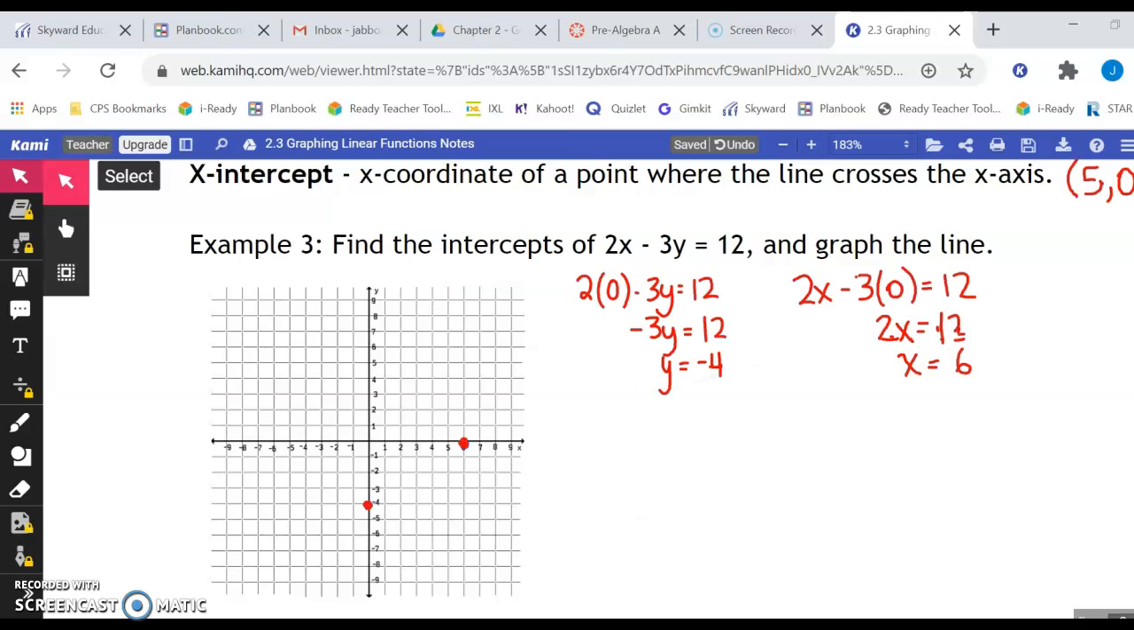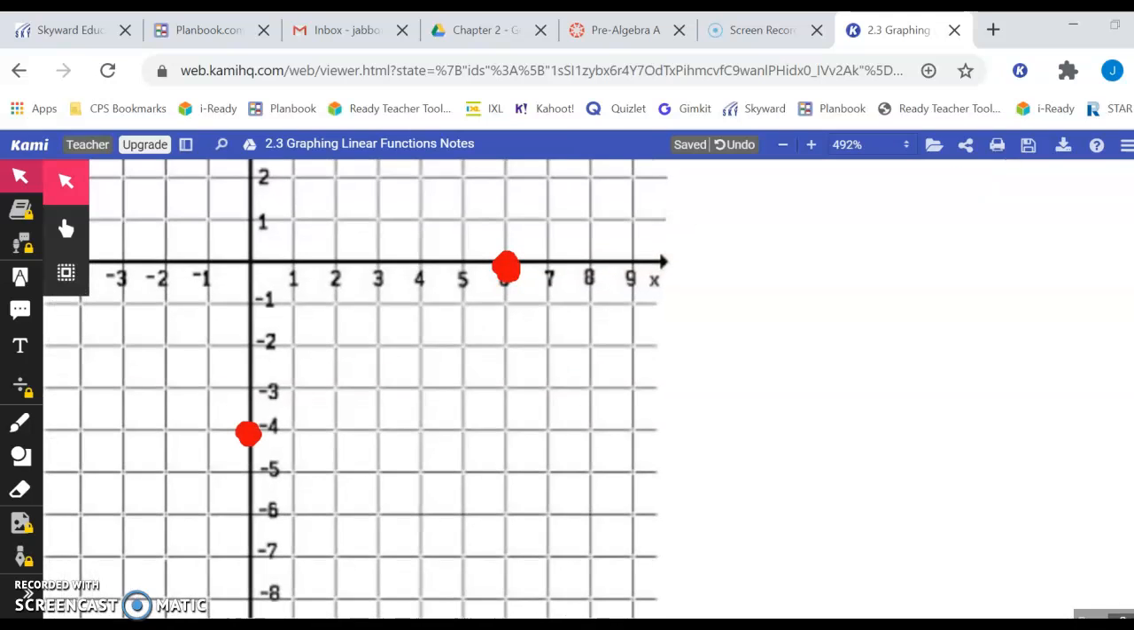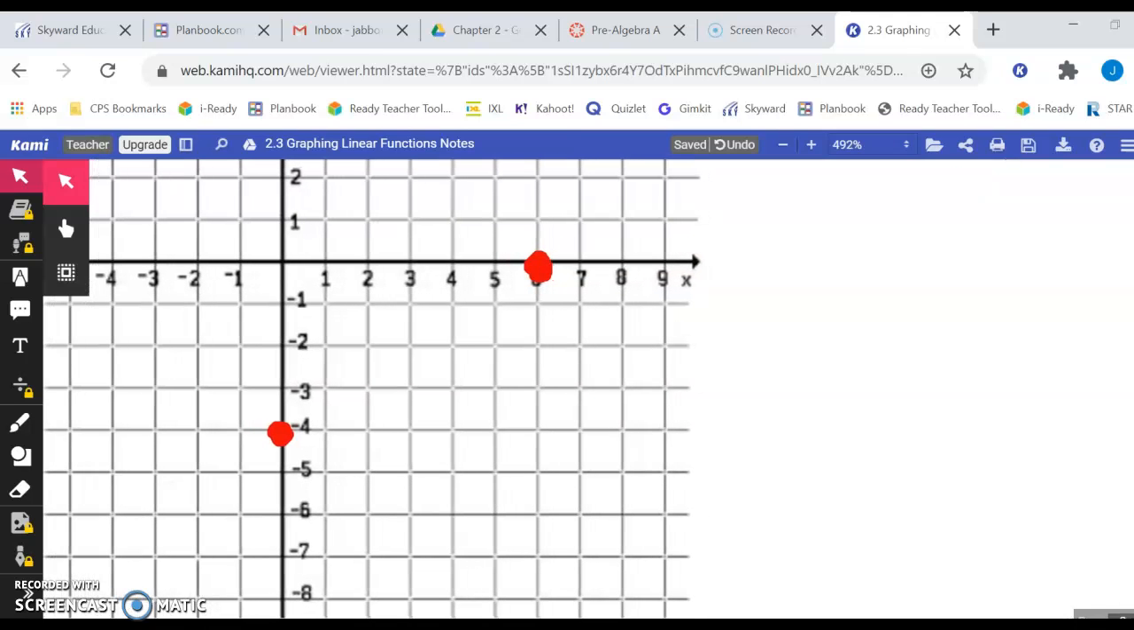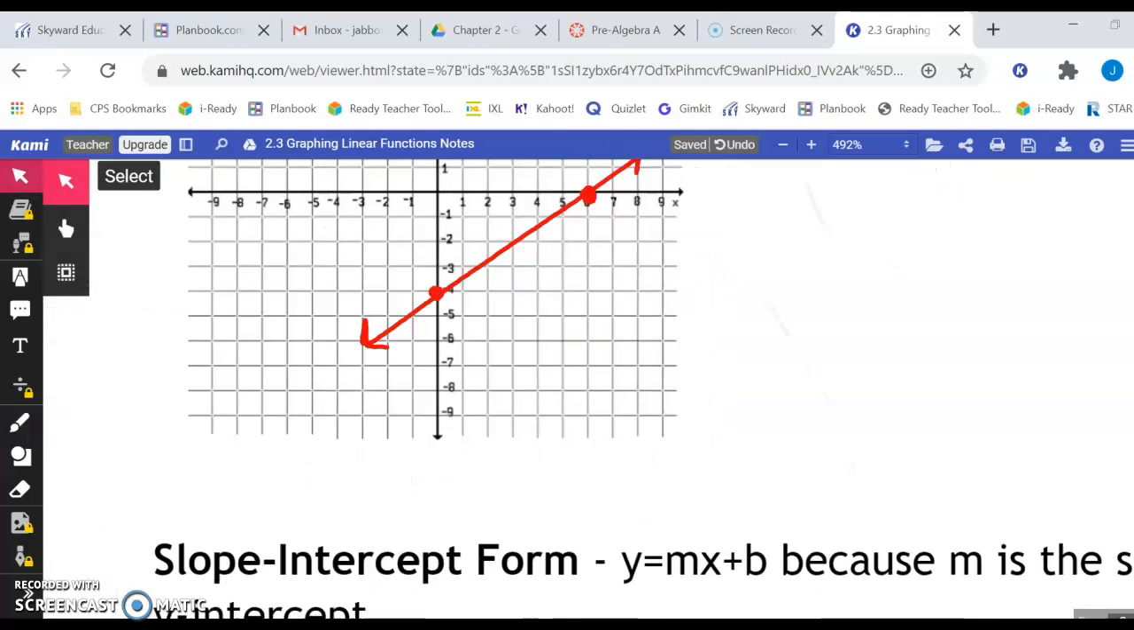And so on the x-axis, we put a dot at positive 6, and it says, and then graph the line. Well, once we have those two intercepts, that's all we need to draw a line, connect them, and we are done with that one.